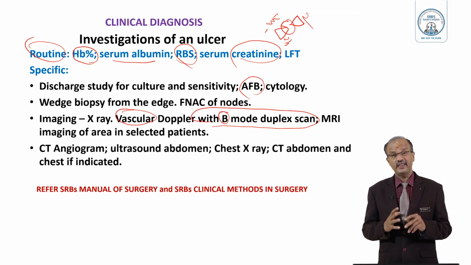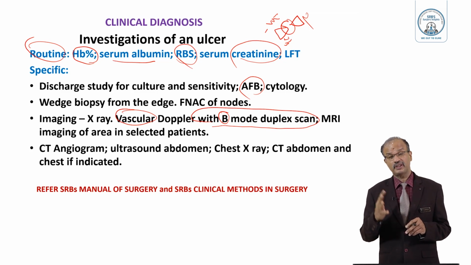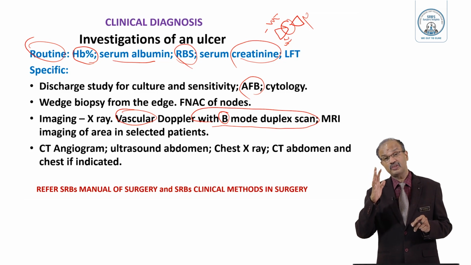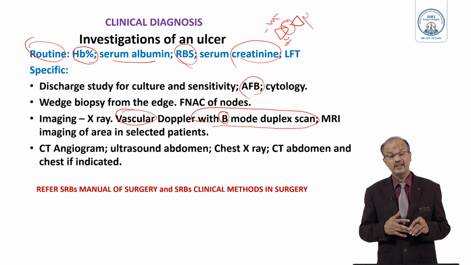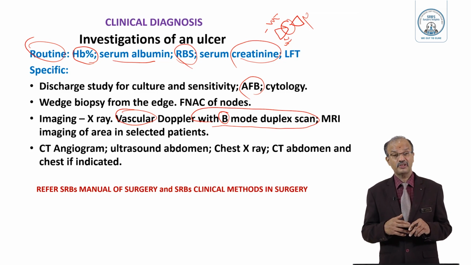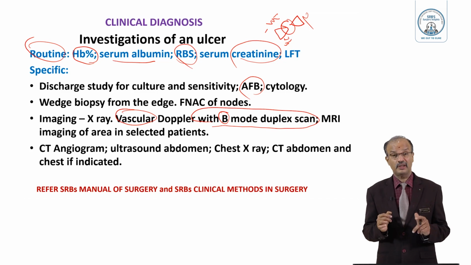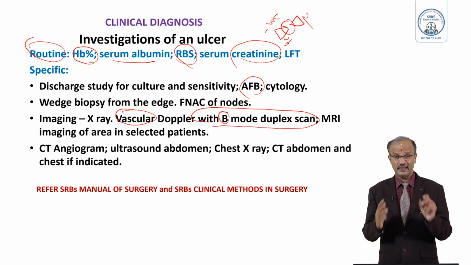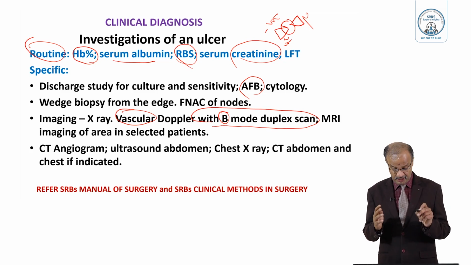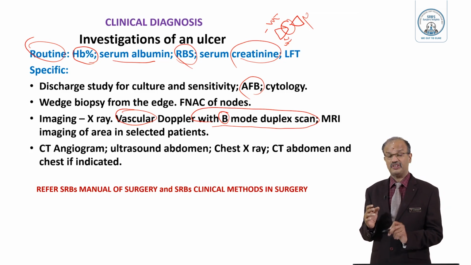For imaging, an X-ray has to be taken to see osteomyelitis, bone involvement, periostitis. MRI also has to be done in selected patients, especially to assess the foot complex: abscess cavities, destruction, soft tissue, everything. If you want to assess that, you may have to do amputation or aggressive wound debridement. MRI is very essential. Vascular Doppler, whether arterial or venous, depending on the situation. Based on the clinical examination, you decide arterial or venous. Doppler with B mode scan is important.